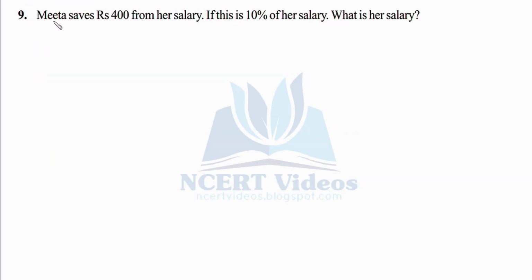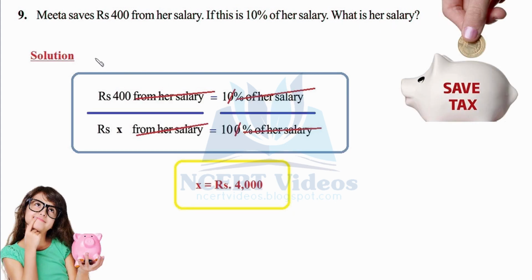Question 9. Mita saves rupees 400 from her salary. If this is 10% of her salary, what is her salary? The given information in this question is that Mita saves rupees 400 from her salary. This is 10% of her salary. It is given to us that whatever she saves, 400, this number is equal to 10% of her salary. Now what is her salary? So her total salary will be 100%. 10% of that total salary is 400.